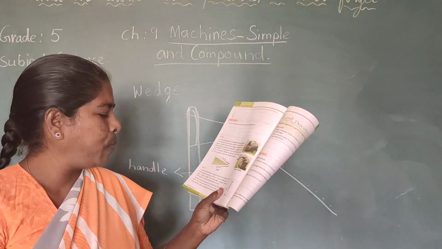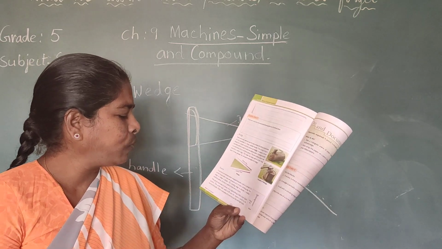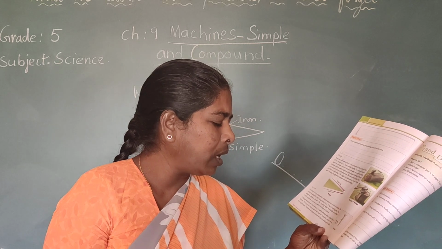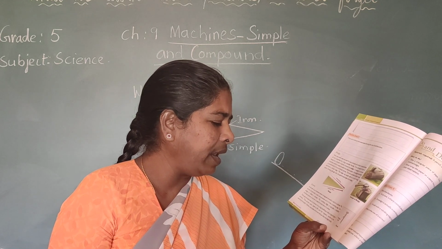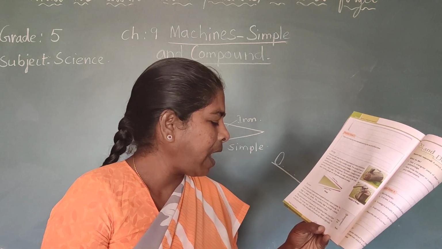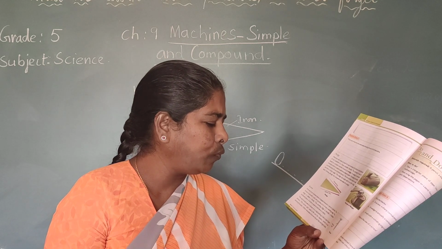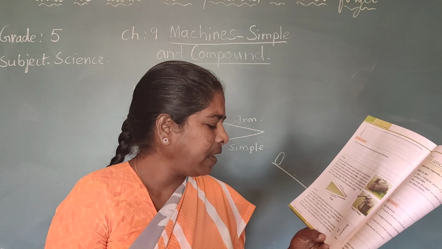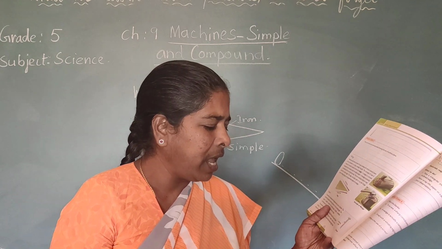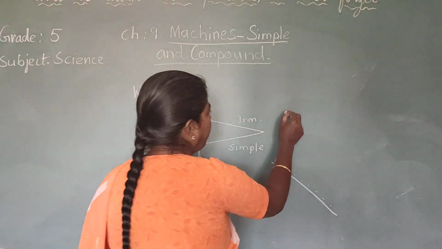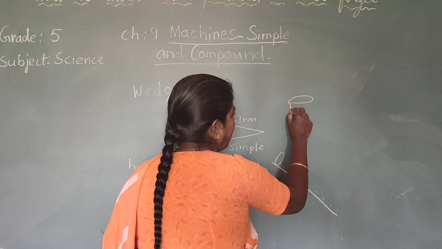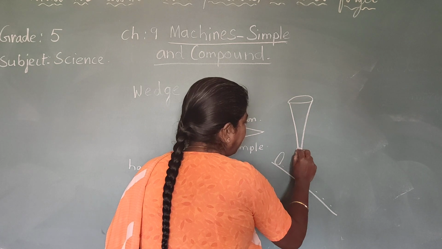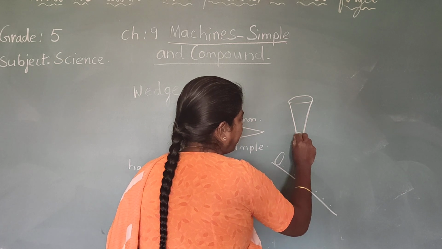Now we will see about the screw, children. A screw is an inclined plane wrapped around a rod or a cylinder. The screw is actually a nail with grooves on it. It has a winding edge. This edge is called a thread. Actually, children, the screw will be like this, with a sharp point. Here we will see the grooves, children.